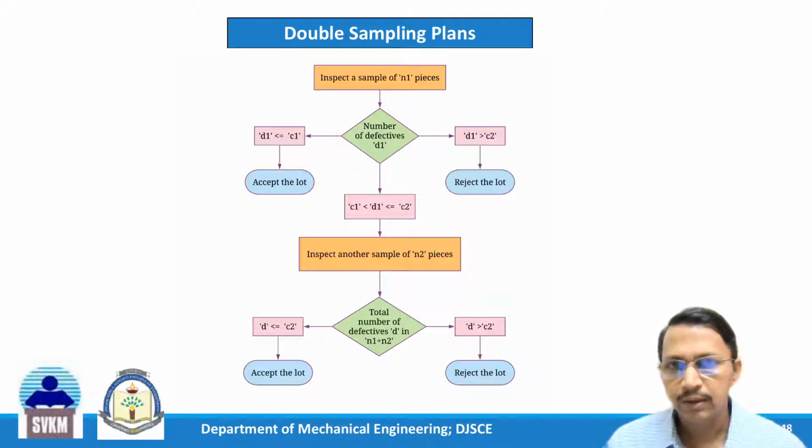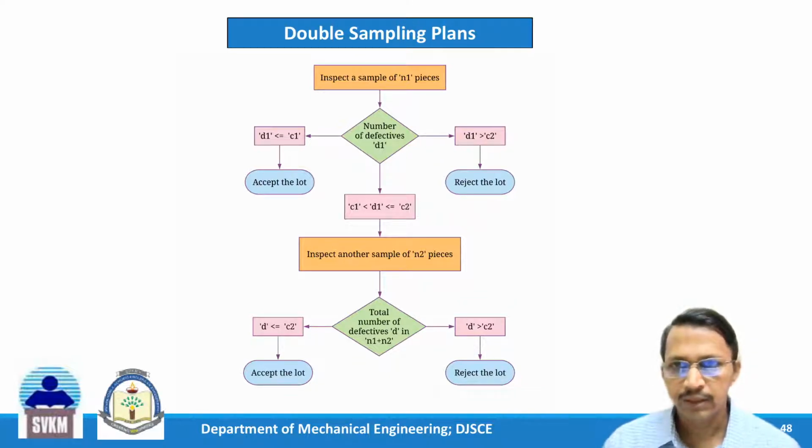We had already seen different types of sampling plans. Broadly, three types: single sampling plan, double sampling plan, and multiple sampling plan. We had discussed single sampling plan in the previous session. Also, we had discussed the operating characteristic curve for single sampling plans. Now, let us discuss today the remaining two types of sampling plans.